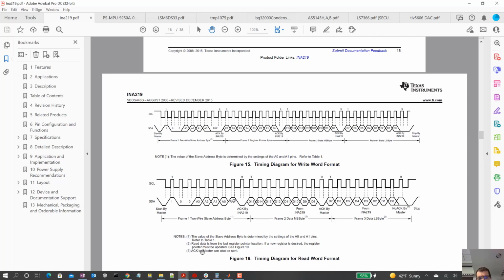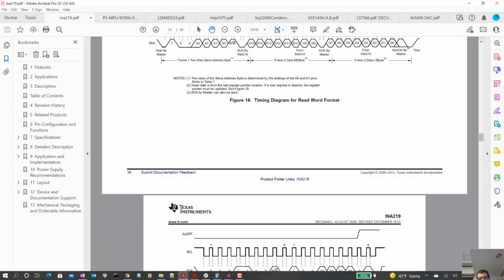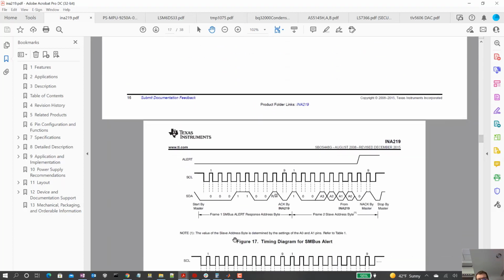Now, what's this one? This is the timing diagram for the read format. Yeah, so this is what makes me a little suspicious here. Now we go and do the read, we issue this address, start condition, address, and we have the read bit high. And notice that it then just reads. It doesn't say what register I want to talk to.